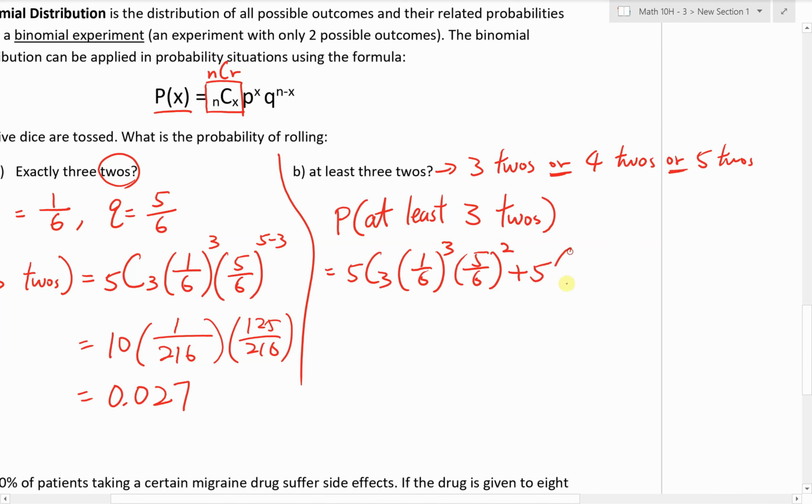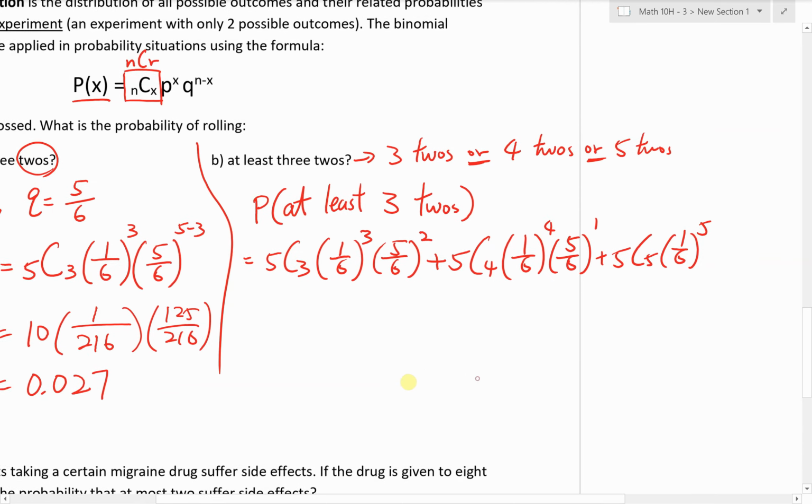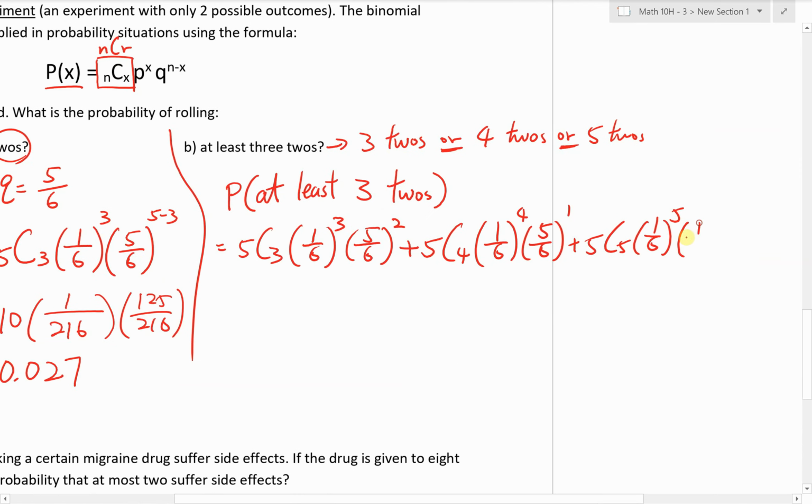Okay, so 5C4 in this case, because we have 5 trials, we want 4 2s, so we want 4 of them. 1 out of 6, we want this to happen 4 times. We want 5 out of 6 to happen once. Plus 5C5, 1 out of 6 to the power of 5. And we don't want 5 out of 6 to happen at all, so that's to the power of 0. Remember, anything to the power of 0 is 1, but I'm going to write it out: 5 out of 6 to the power of 0.